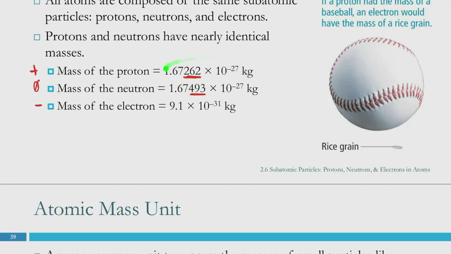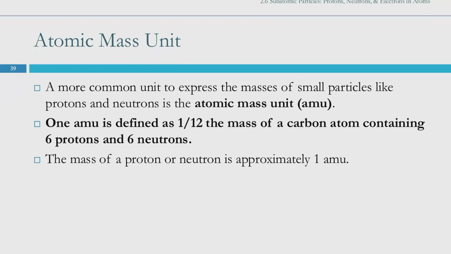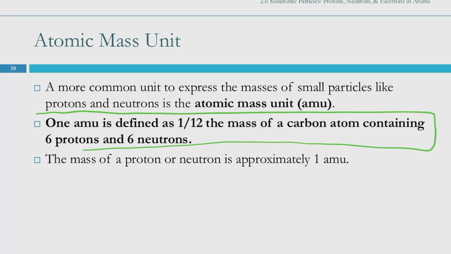So these units of kilograms are really unfortunate to work with because of scientific notation, and so instead we've got an atomic mass unit. Our atomic mass unit is about the size of a proton or a neutron. It's defined as 1/12 of the mass of a carbon atom containing 6 protons and 6 neutrons. This is like normal carbon. So the proton and the neutron are about 1 AMU. Not exactly, but pretty close.